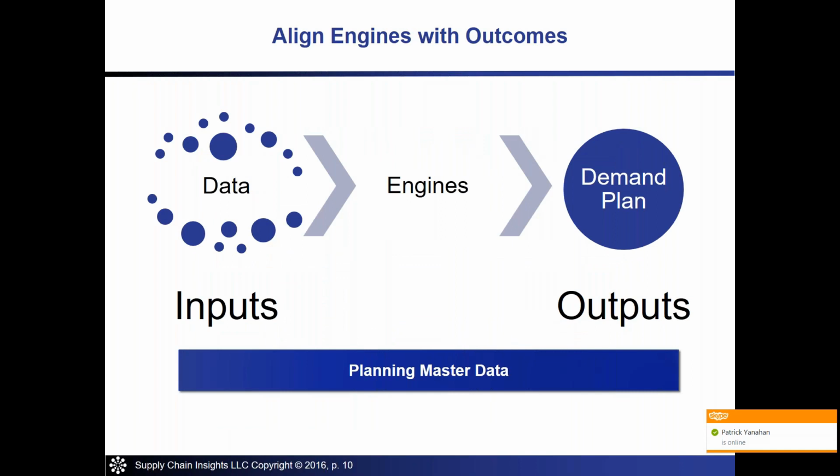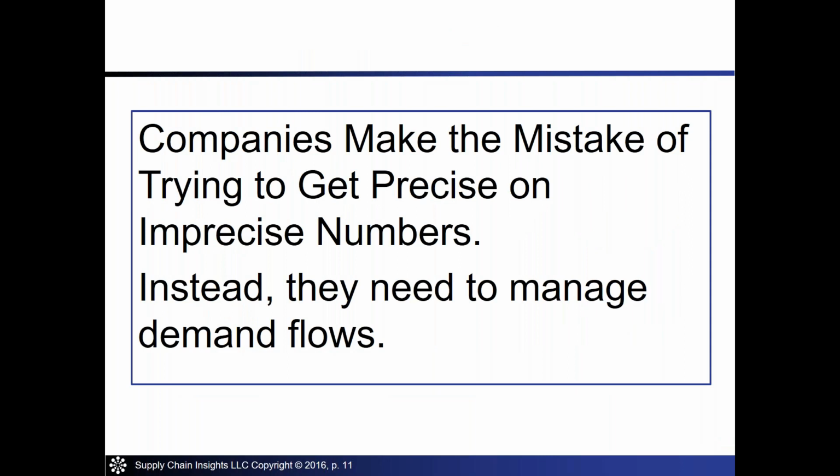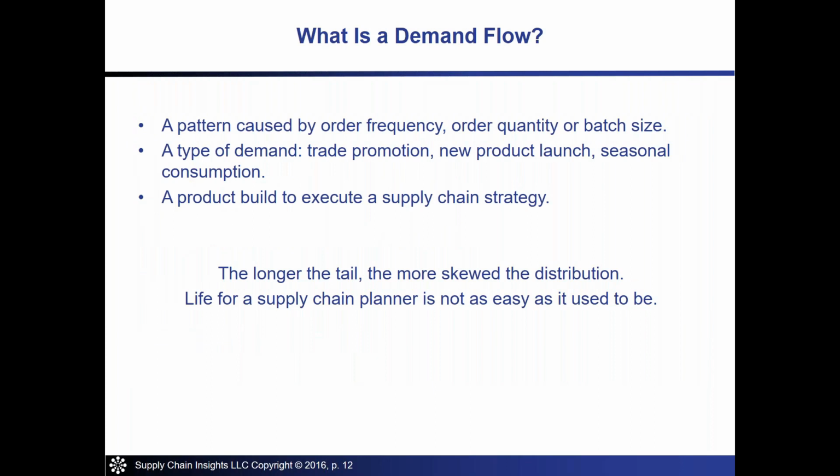And so as we think about data inputs and we think about engines and we think about data outputs, we have the ability to separate the engines from the architecture and to look at planning master data, the data inputs, and redefining demand so that we can align the engines that make more sense. And unfortunately, many companies make the mistake of trying to get precise on imprecise numbers, and instead what we need to do is manage the demand flows. And the flows are really the patterns, the order frequency, the order quantity, the batch size, the type of demand, and the product build to execute a supply chain strategy. And the longer the tail, the more skewed the distribution, and life, unfortunately, for supply chain planners is not as easy as it used to be.